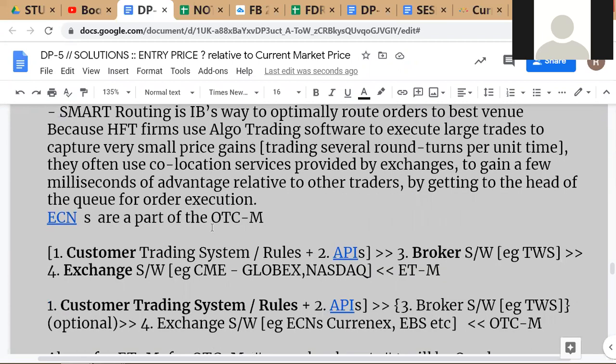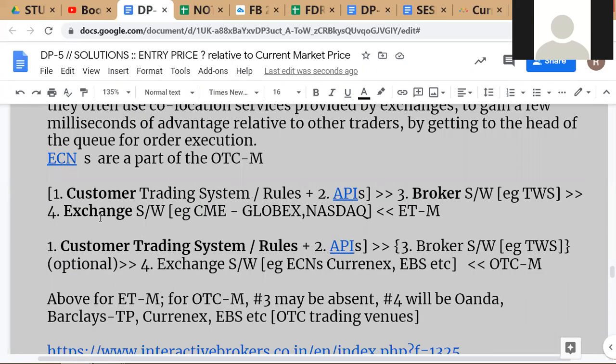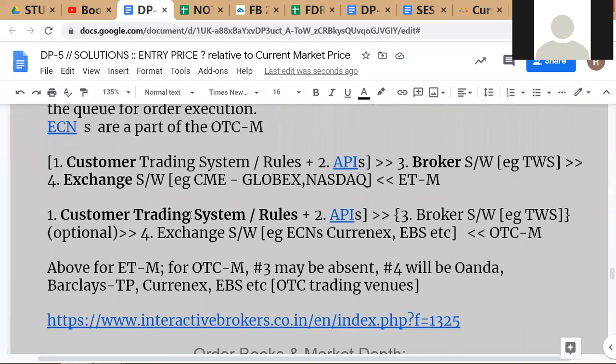It requires you to understand exchange traded markets and OTC markets. But understand that there are at least three players: customer, broker, and exchange. This is the exchange traded, the ETM framework. ETM is more complex. If you understand ETM, then OTC is much easier to understand. Try to focus on ETM, understanding this concept, then understanding order books.